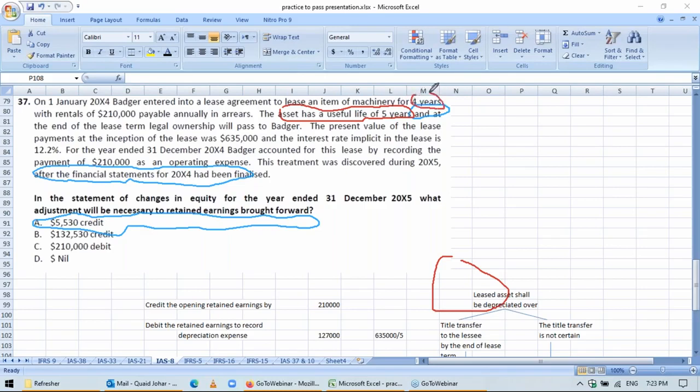Now what to do? The important thing was that the legal ownership will pass to Badger. So as the legal ownership passed to the Badger, then this rule becomes applicable, that is, over the useful life. So I've used this one, right? So please note this rule because in time we will be doing IFRS 16 leases. So this rule will be discussed over there as well again in a question, right? So let's move on to the next point now.